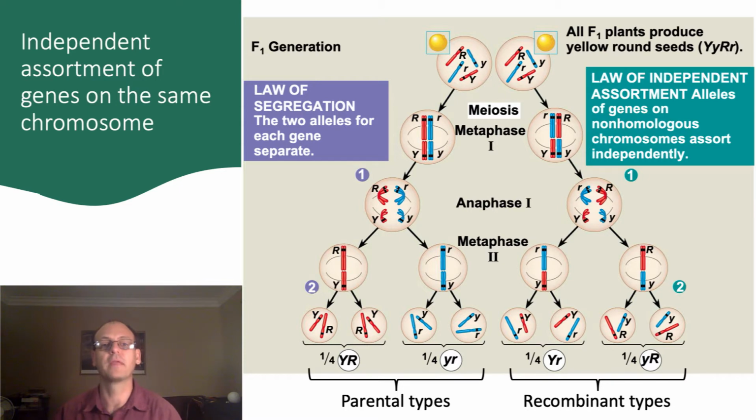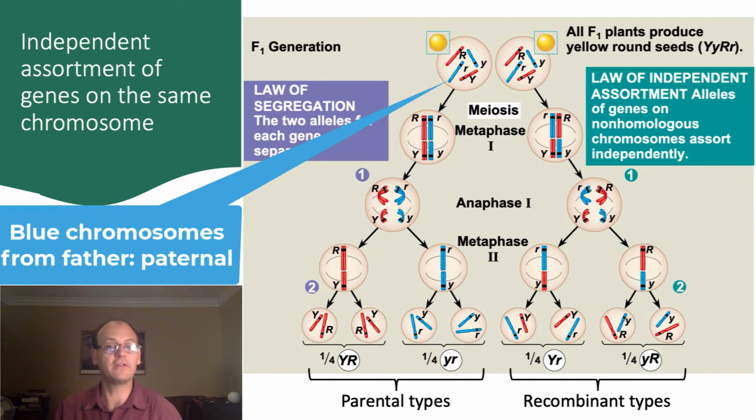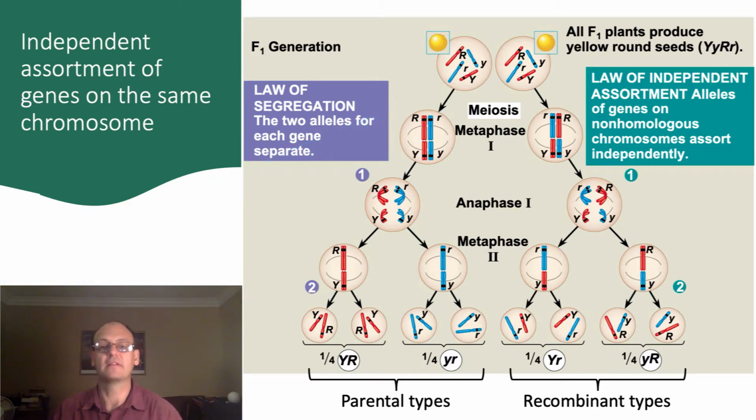In particular, notice that both red chromosomes may appear in a gamete together, or they may appear in a gamete with a blue chromosome. Now, both red chromosomes were inherited by the F1 generation from the mother. That is, they're maternal chromosomes. The blue chromosomes were inherited by the F1s from the father and are therefore paternal chromosomes. We therefore call the gametes with both maternal or both paternal chromosomes parental types, and the gametes with a mixture of maternal and paternal chromosomes we call recombinant. As you can see, we expect half of the gametes to be parental types and half to be recombinant.